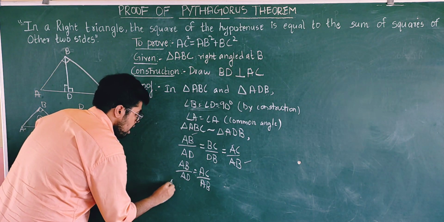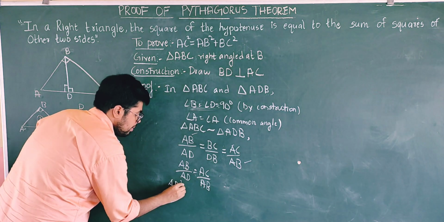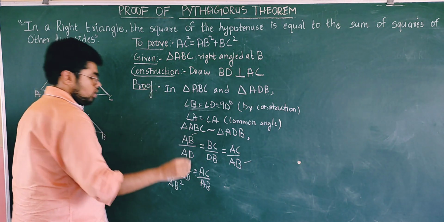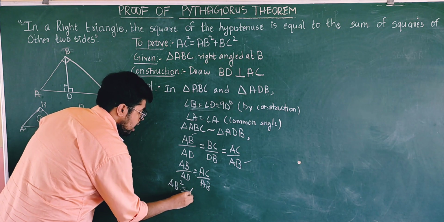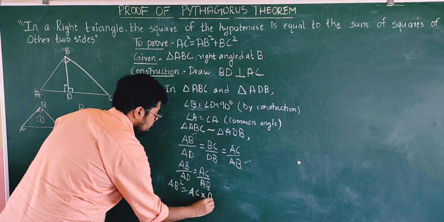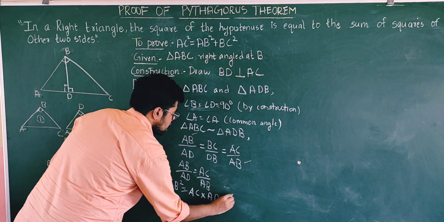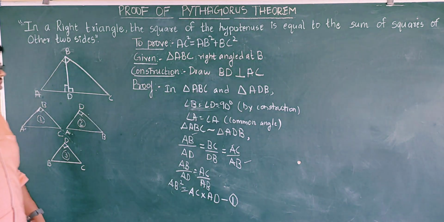This becomes AB into AB, AB square, is equal to, what is remaining? Remaining is AC into AD. I'll just put this equation as 1. Okay, I hope you understood what I did.